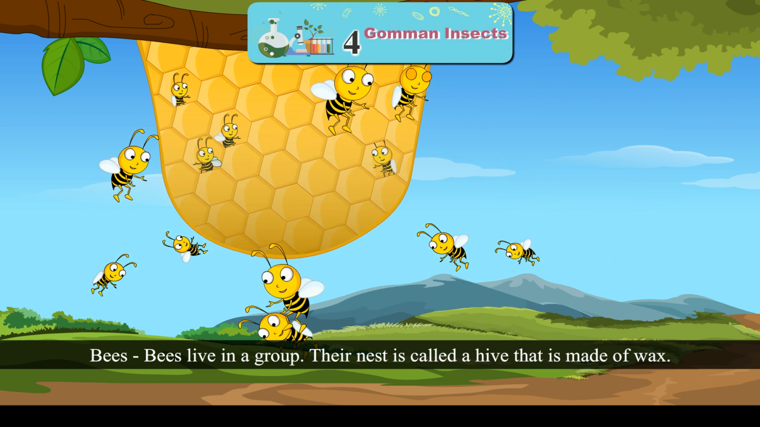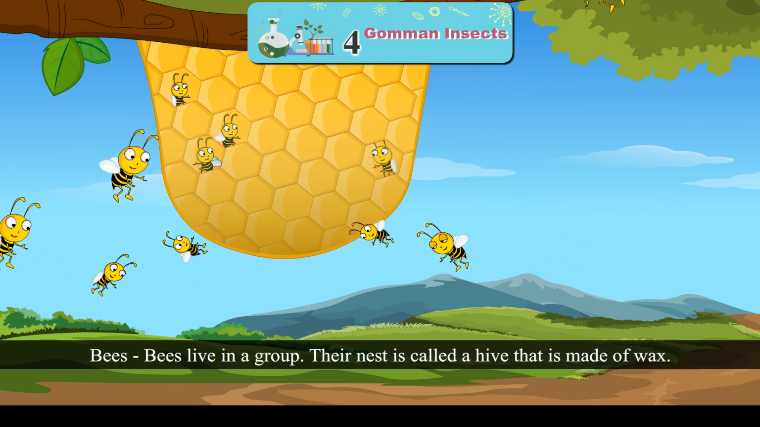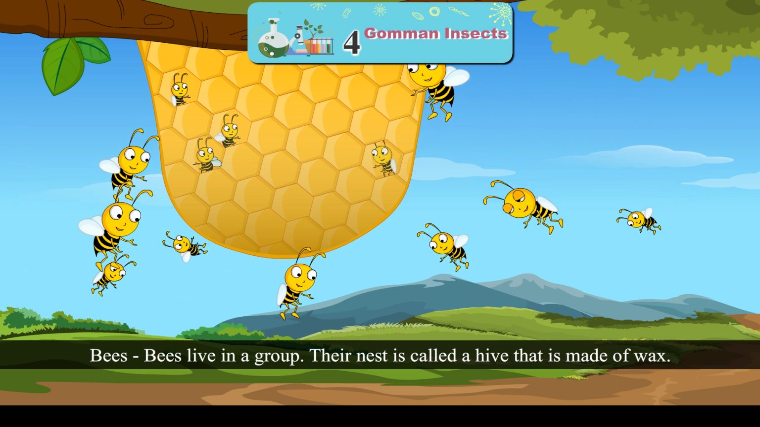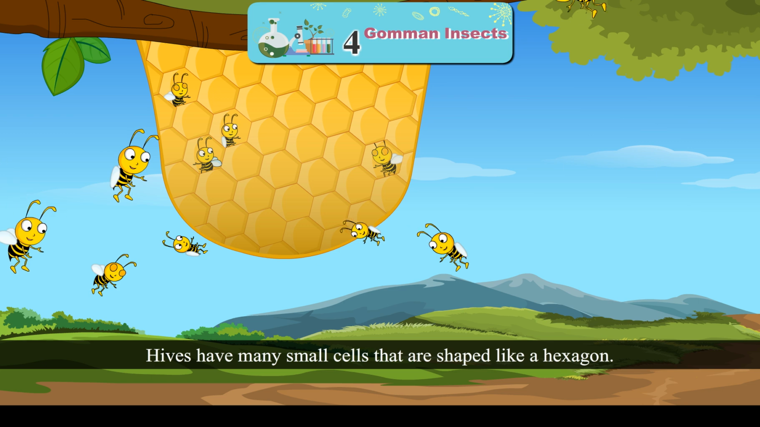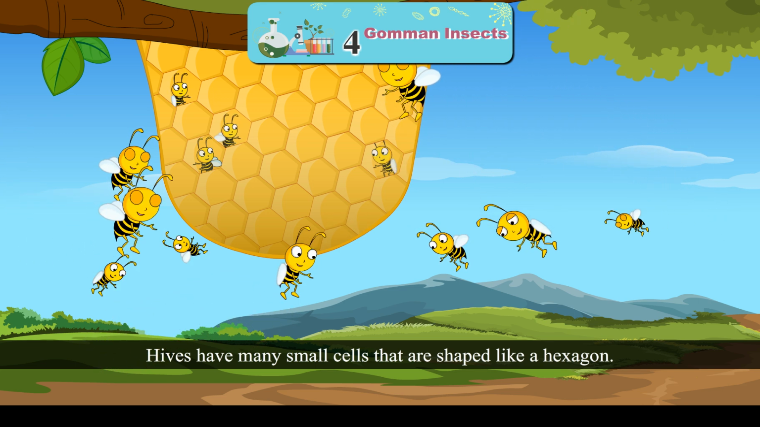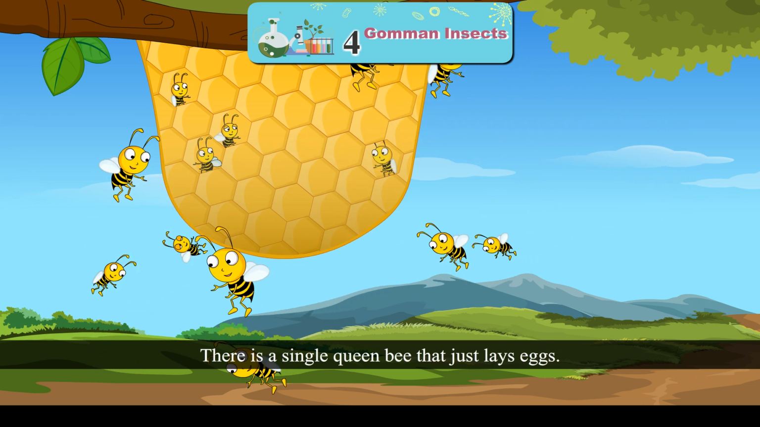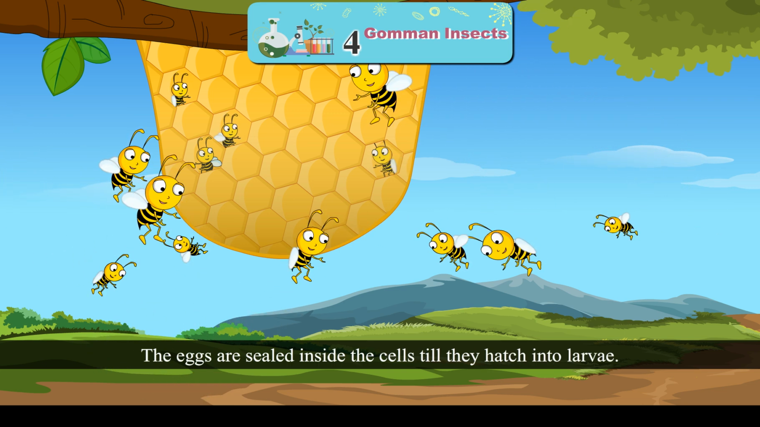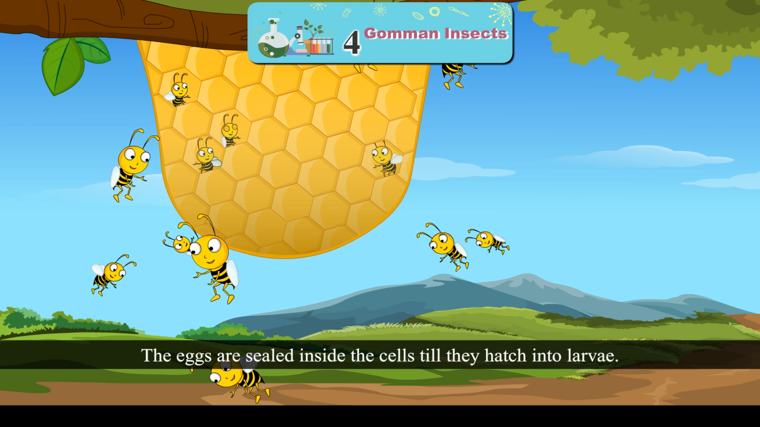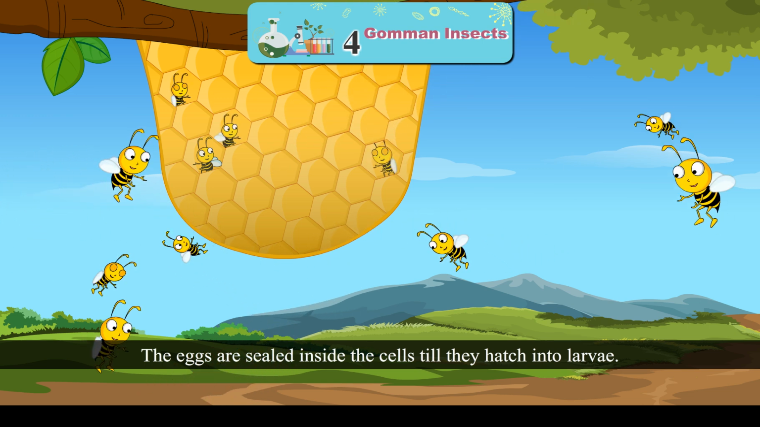Bees. Bees live in a group. Their nest is called a hive that is made of wax. Hives have many small cells that are shaped like a hexagon. There is a single queen bee that just lays eggs. The eggs are sealed inside the cells till they hatch into larvae.